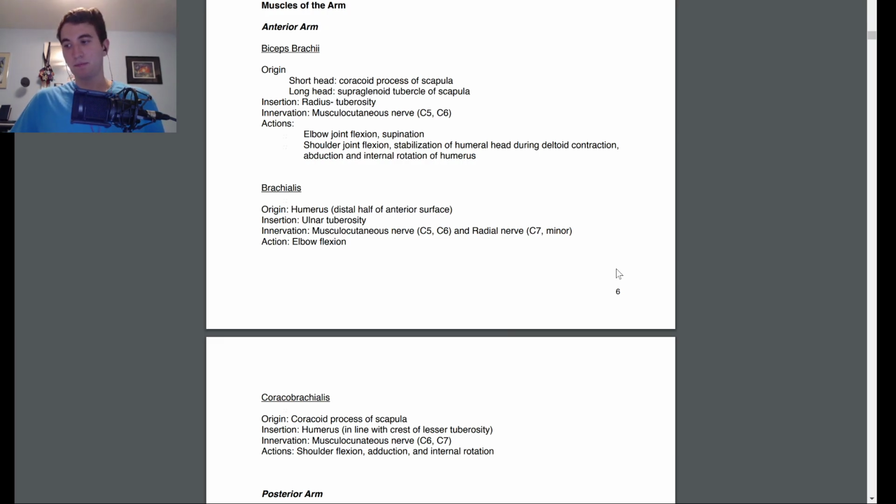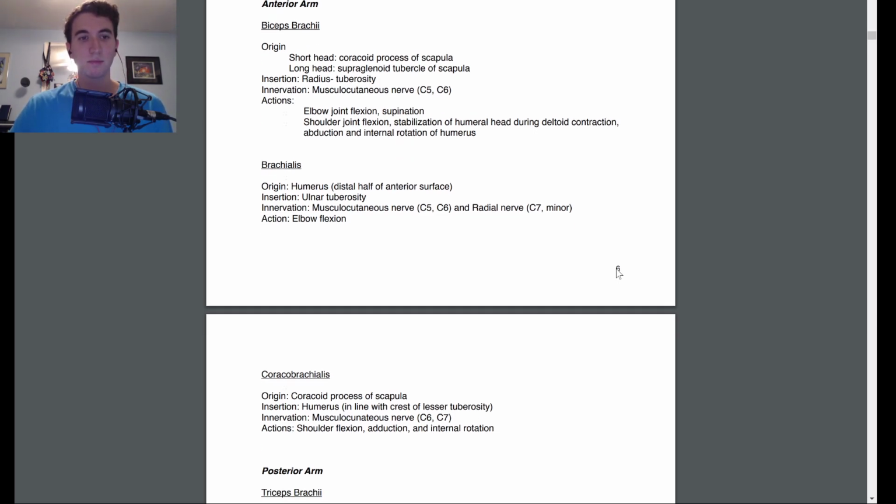That's fine. So the humerus is here. The distal part is the lower part of the humerus. What was I reading? Oh yeah. The distal half of the anterior surface, so the front bottom of the humerus. It inserts on the ulnar tuberosity. The innervation is the musculocutaneous nerve, C5 and C6, and the radial nerve, which comes from C7 and minor. I'm not sure what minor means in that case. The action is elbow flexion, which is when you bring your hand to your shoulder.